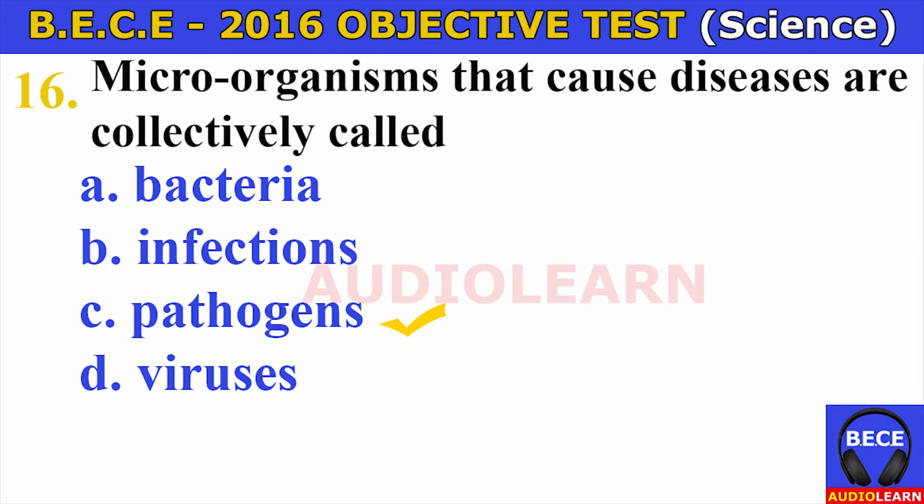Number 16. Microorganisms that cause diseases are collectively called A. bacteria, B. infections, C. pathogens, D. viruses. And the answer is C. Pathogens. Microorganisms that cause diseases are collectively called pathogens.